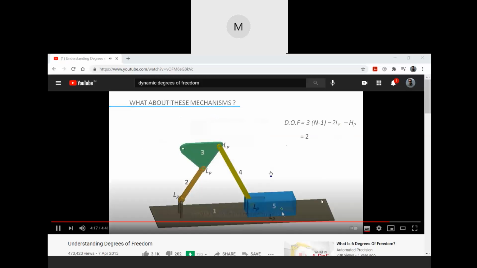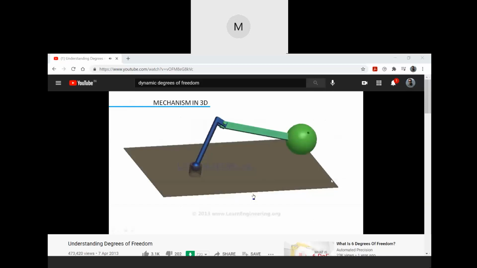If the mechanism is 3-dimensional in nature, you could easily derive an equation for mobility using the same concept. The main thing here will be determination of the nature of the pair.